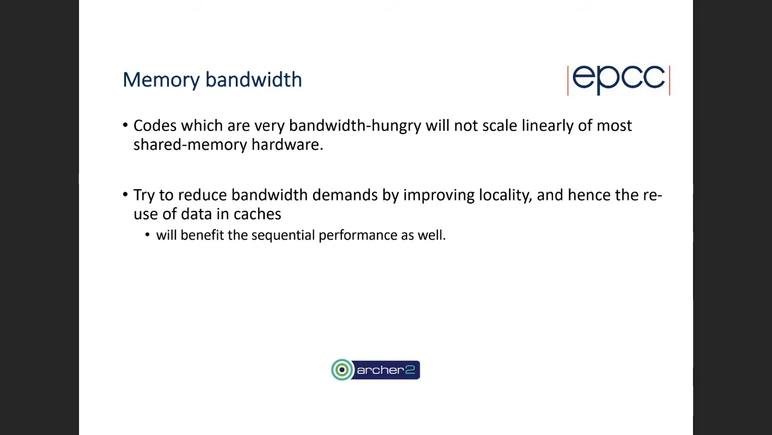So codes which are very bandwidth hungry will not scale linearly on most shared memory hardware, and trying to deal with this is, in general, difficult. You really just have to try to reduce the bandwidth demands by improving locality and reuse of data in caches. That's essentially the same as optimizing your sequential code for cache usage to reduce memory bandwidth, but it becomes even more important in parallel codes because the available memory bandwidth is limited.